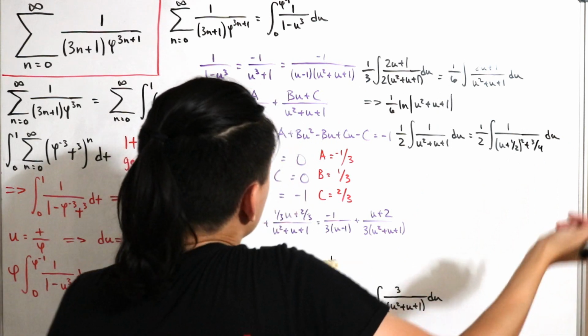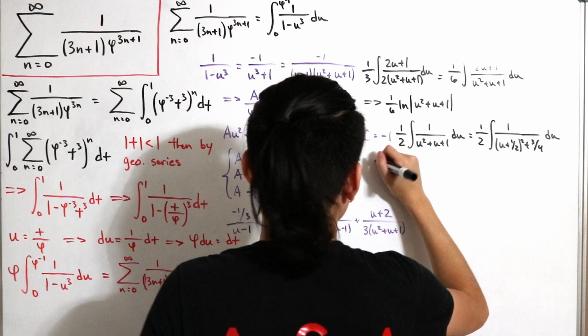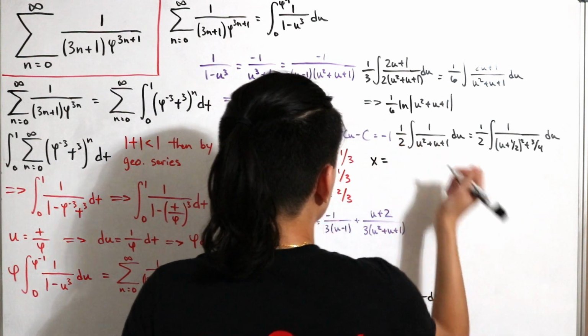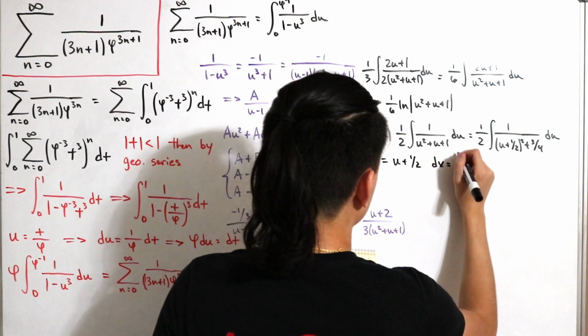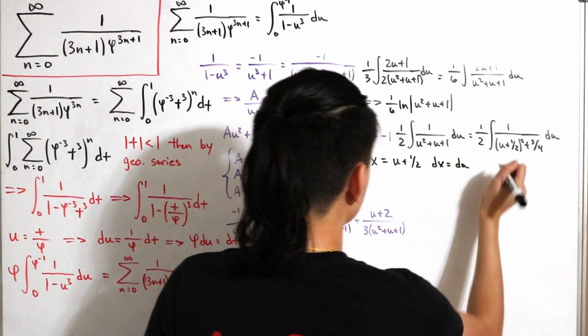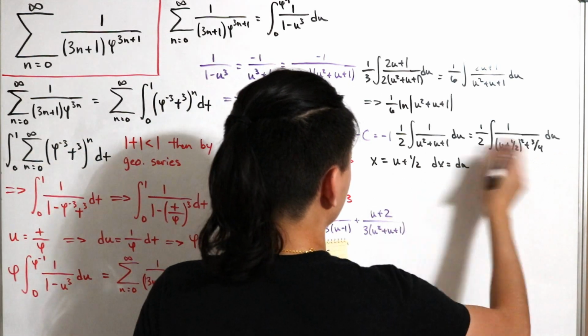So now let's actually do some substitution. Let's say x is equal to u plus 1/2, then dx is equal to just du, then just plug back the substitution. So now we have, yeah, so everything's good from here.